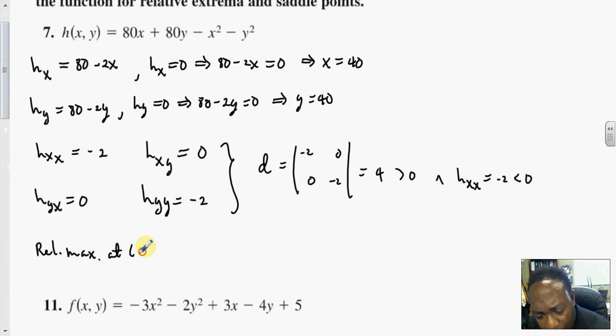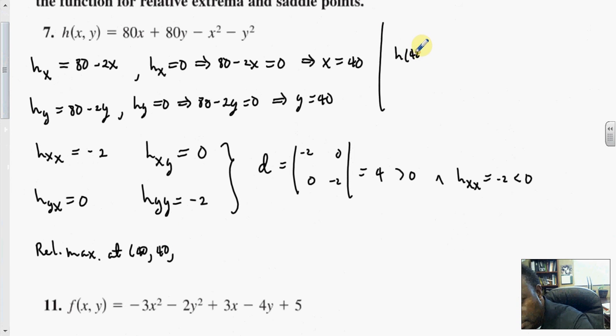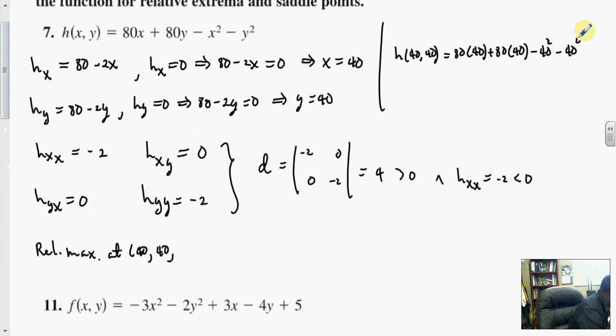The relative maximum is at the point x is 40, y is 40, and then when you plug in h at 40, comma 40, you get 80 times 40 plus 80 times 40 minus 40 squared minus 40 squared. We get 3,200.